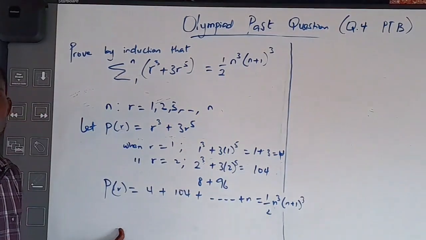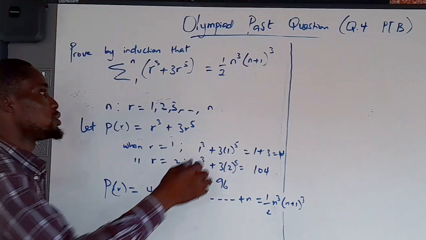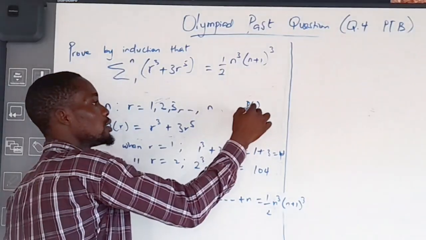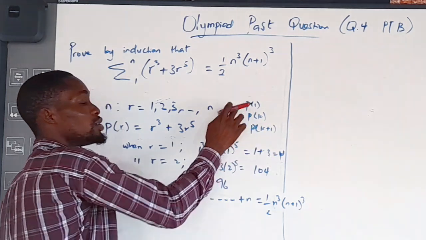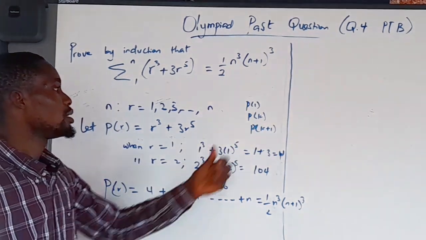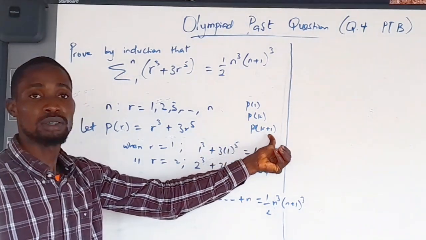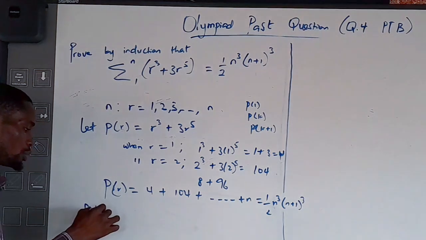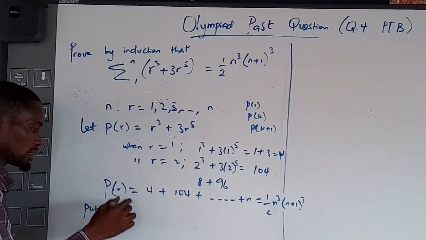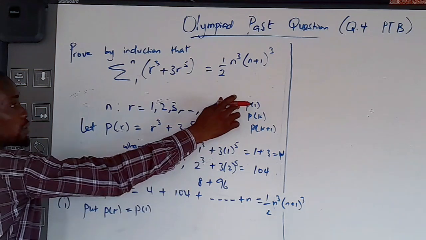And I said for us to solve questions under induction, the idea is this. You have to look for P of 1, P of k, and P of k plus 1. P of 1 is always true when you test for it, P of k is always assumed to be true, and P of k plus 1 must be shown to be true. Now, how do you test for it? Put P of 1. This is my first condition.